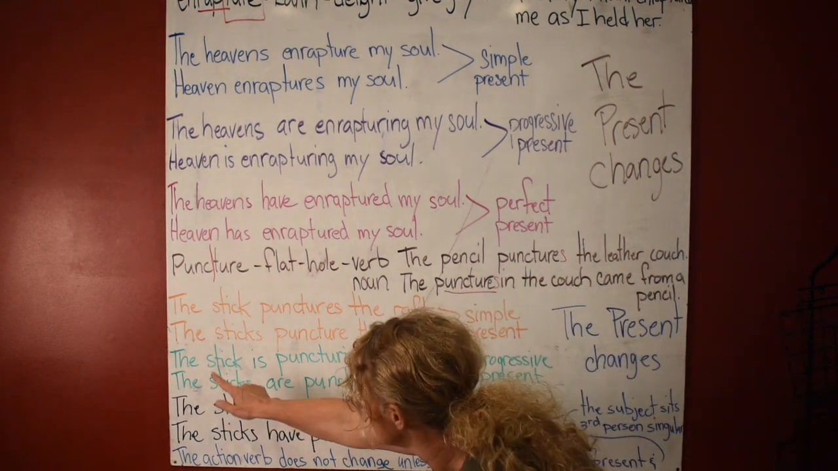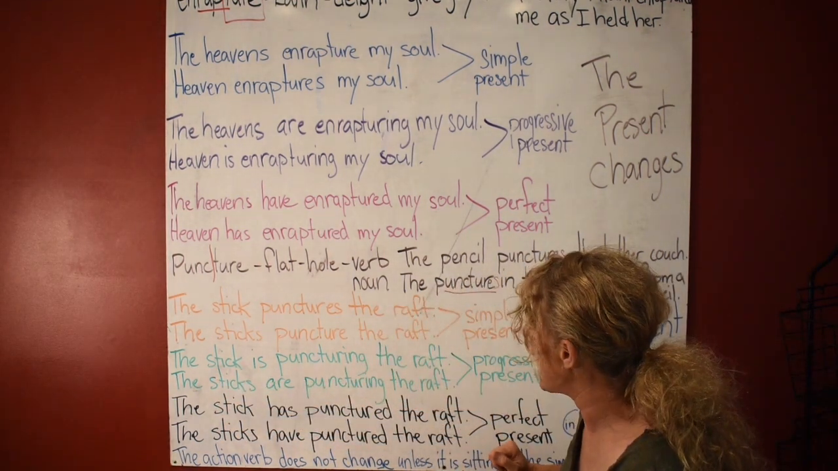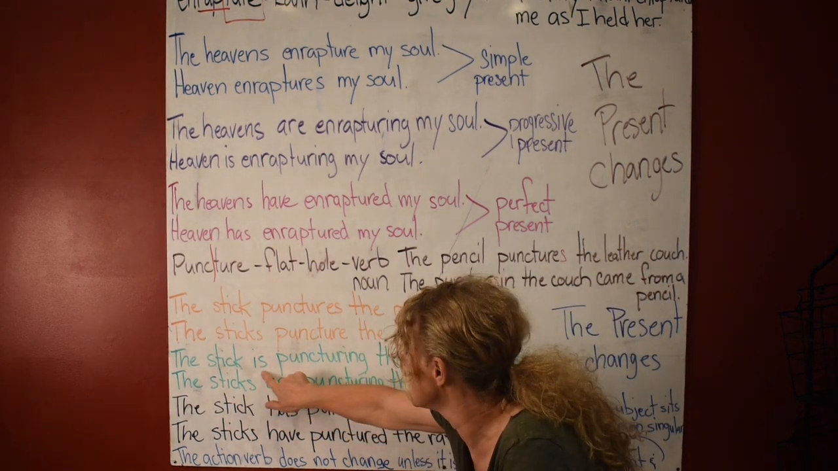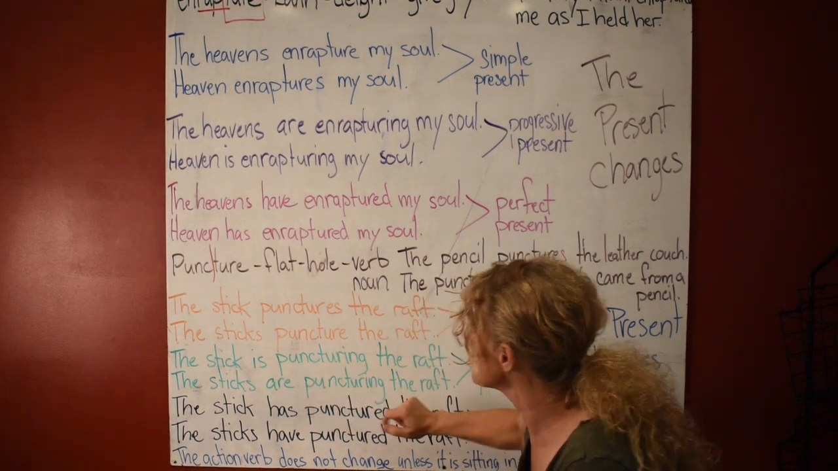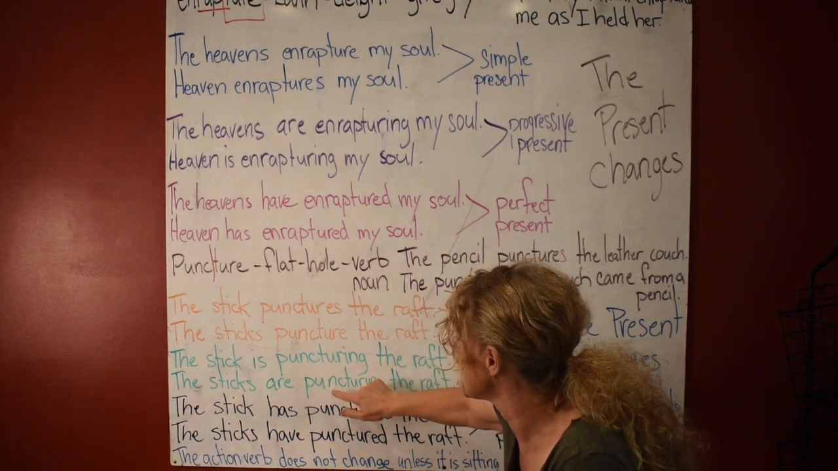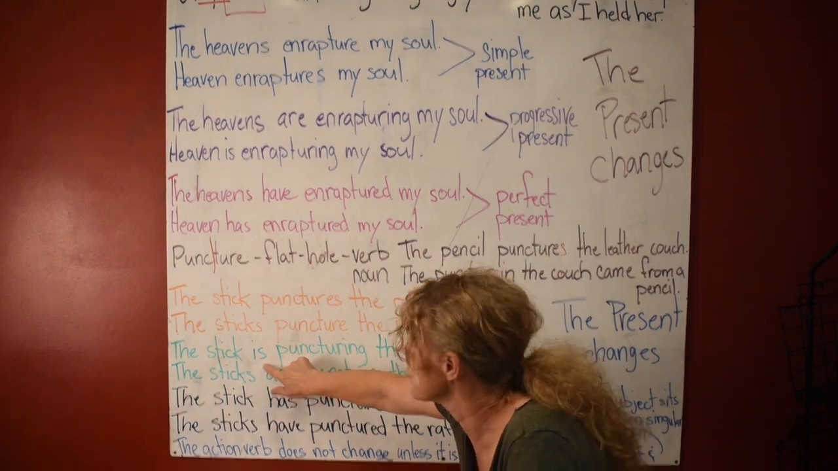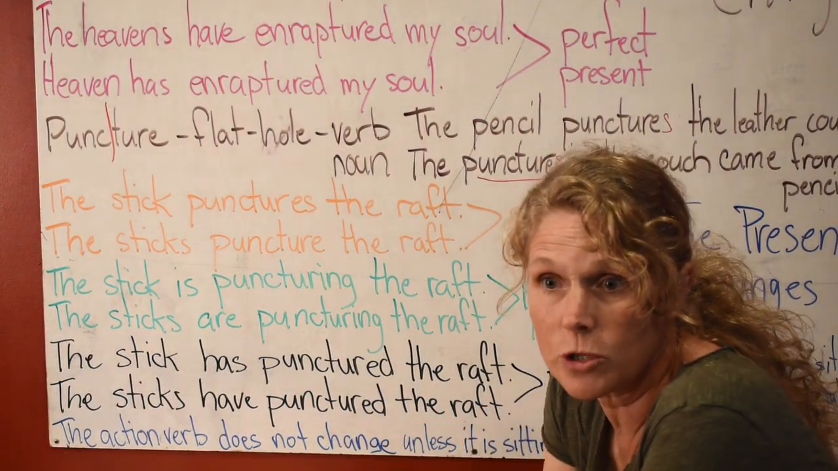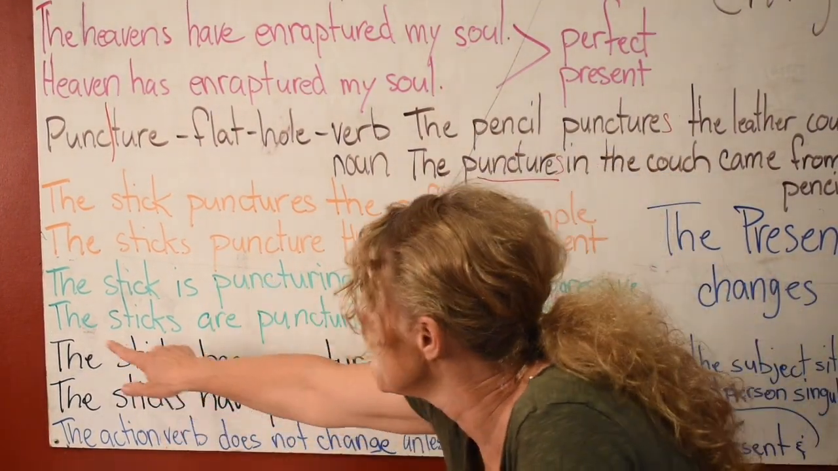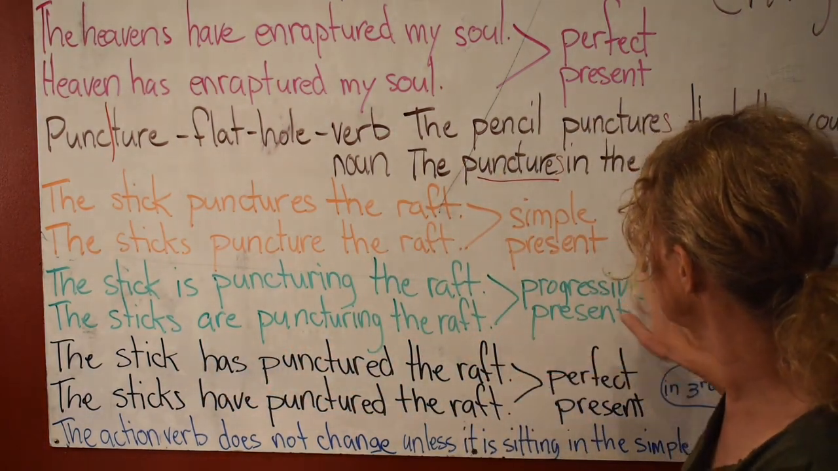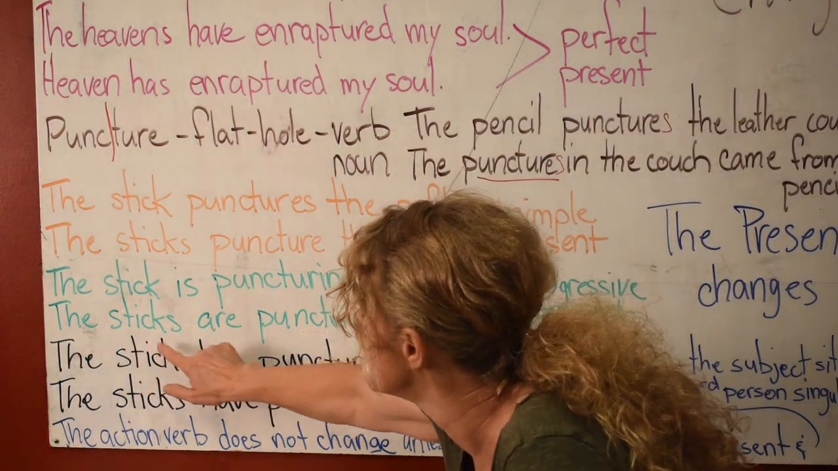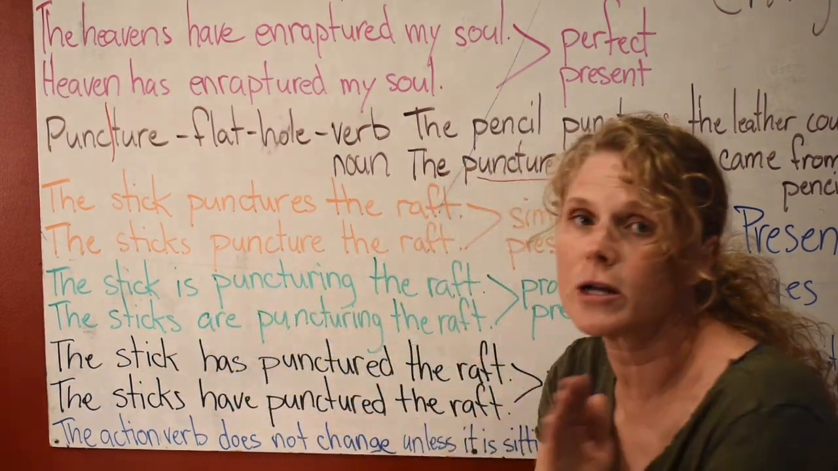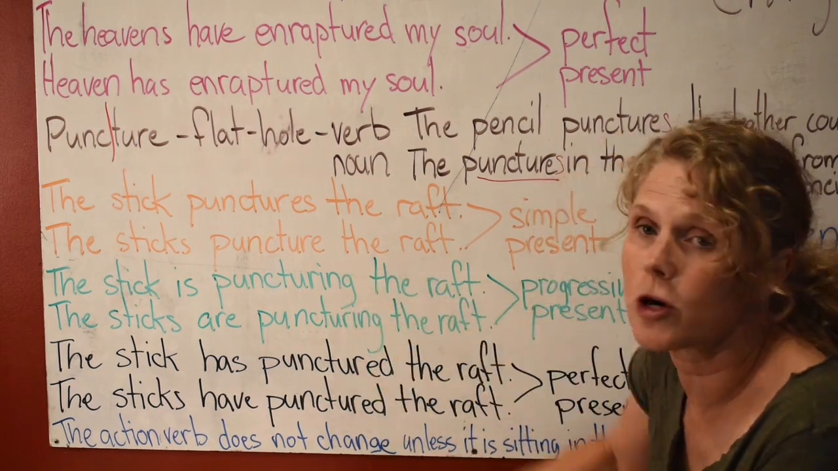All right, the present changes. So now let's look at the next one. The stick is puncturing the raft. Well, look, we have singular takes your singular verb. The puncturing, your participle's not changing. It's your auxiliary verb that's changing. So you have to know which auxiliary verbs are singular and which are plural. Is singular. The sticks are puncturing the raft. This is in the progressive present. This is plural, so it takes the plural verb. What's changing in here? It's the auxiliary verb, not your actual verb.